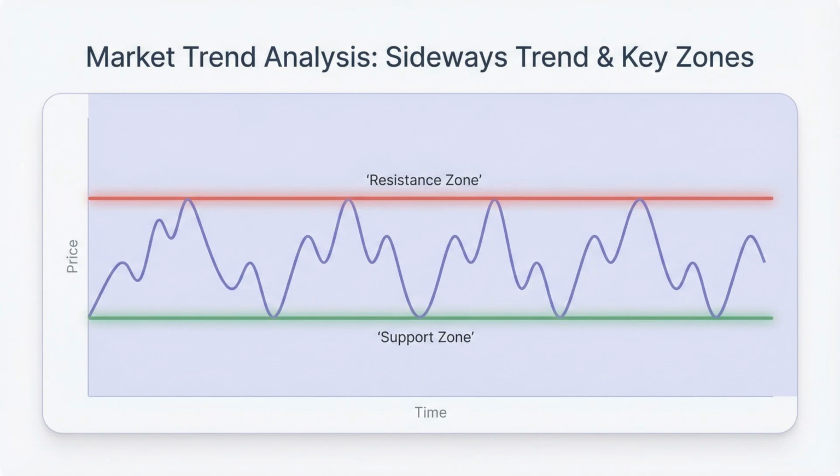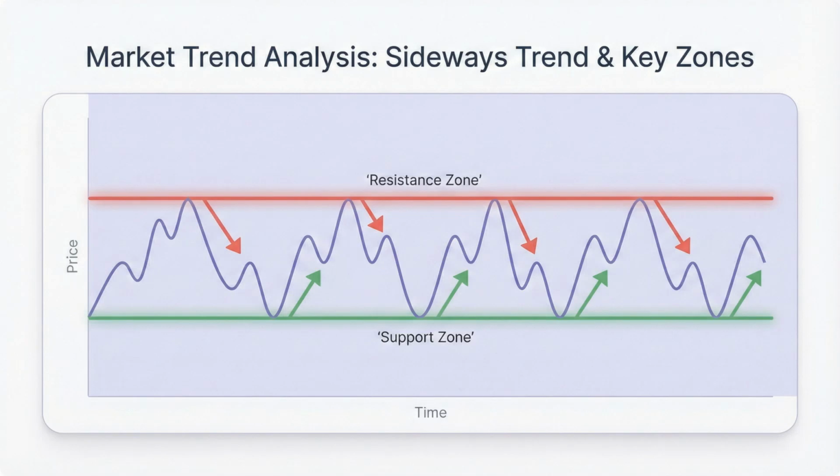Moving right into the sideways trend, we often call this a ranging market or an accumulation zone. In this scenario, the price is trapped within a specific horizontal range. The upper boundary acts as a resistance zone, while the lower boundary serves as a support zone. The price essentially bounces between these two distinct levels without establishing a clear upward or downward direction.